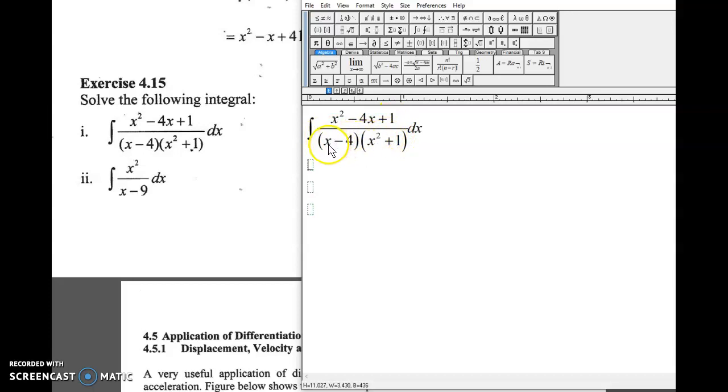It is actually x times x squared. You get x to the power of 3. So basically this is a proper function. There is no need to conduct any long division. We can proceed with the partial fraction.